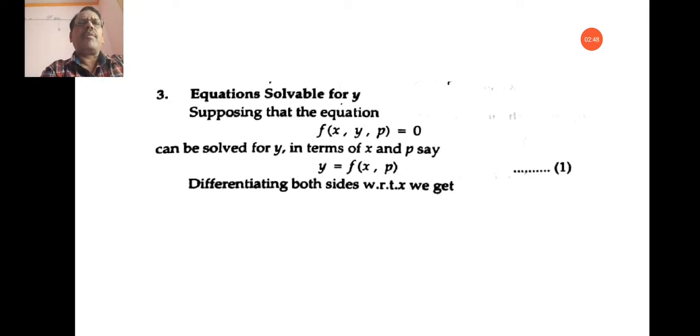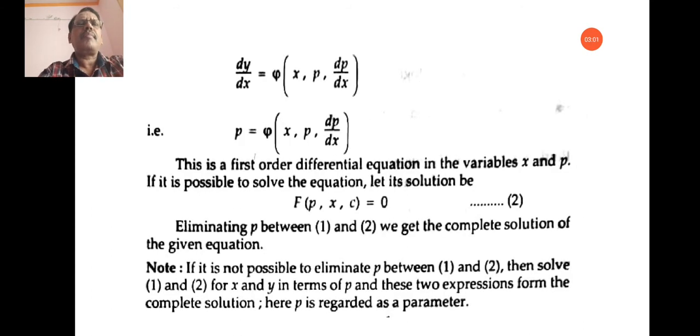After solving for y, or y is equal to f of x comma p, differentiate the equation with respect to x on both sides. After differentiation, we get dy by dx is equal to phi of x comma p comma dp by dx, or dy by dx is equal to p is equal to phi of x comma p comma dp by dx. This is a first order differential equation in the variables x and p.